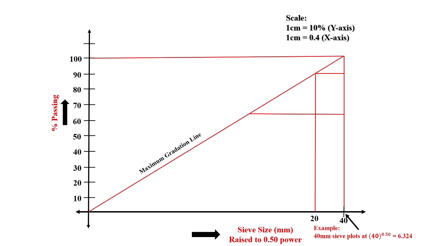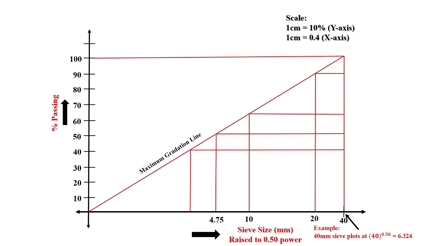Similarly for 10 mm, the required gradation is given as 55 to 80. So the midpoint comes out to be 62.5%. Hence we'll be plotting the 10 mm sieve plot as discussed earlier, and we'll be doing it for the other sieve sizes which is shown in the example.